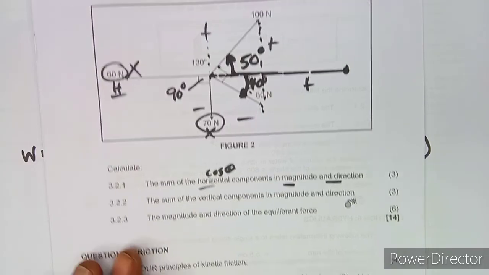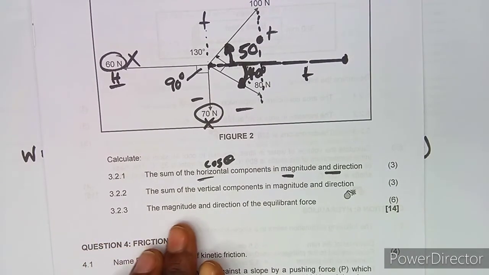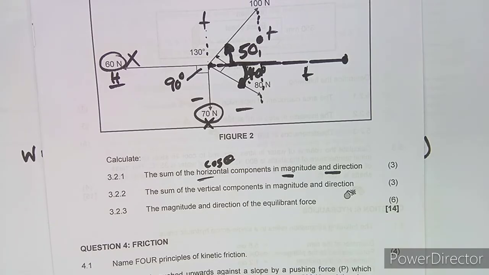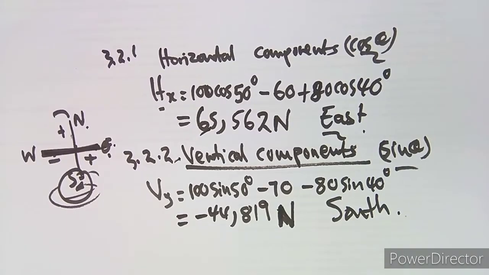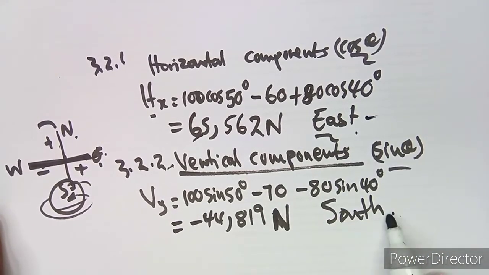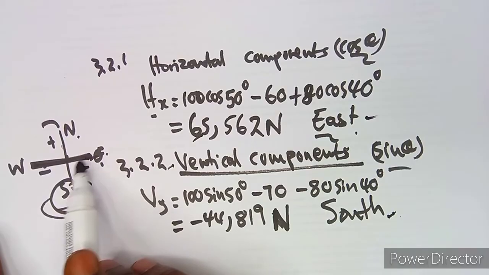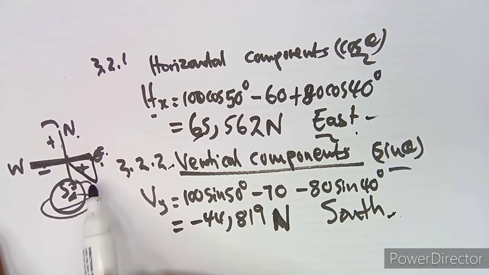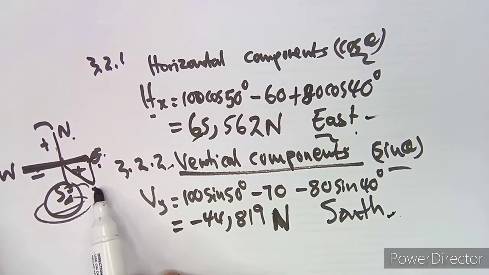Okay, so 3.23, we are now asked to calculate the magnitude and direction of the equilibrium force. The magnitude and direction of the equilibrium force is actually the resultant force, which is going to make these forces in equilibrium. Okay, so how do you take the resultant force? First, you have to indicate this. As you can see, the horizontal is in the east, and the vertical is in the south. Which means this is actually east south. It's actually something like this in the fourth quadrant, so it's going to be in the fourth quadrant.